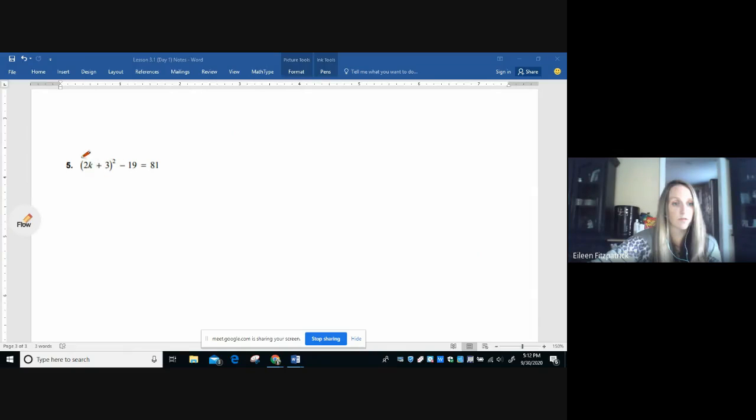Okay. So the second problem, we're going to isolate the part of the equation that has a square root as much as possible. So I want to get this part by itself. So in order to get that part by itself, I'm going to add 19 to both sides.